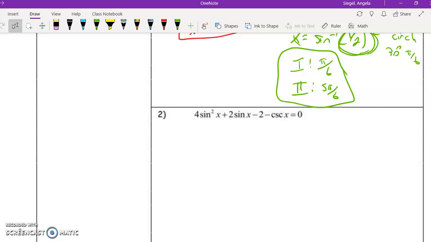Okay, so number 2 is very similar. Go ahead and see what you can do. I'm going to warn you, think about that one. Go ahead and try it out. I'm kind of interested to see what you would do with that, and then we'll take it from there.